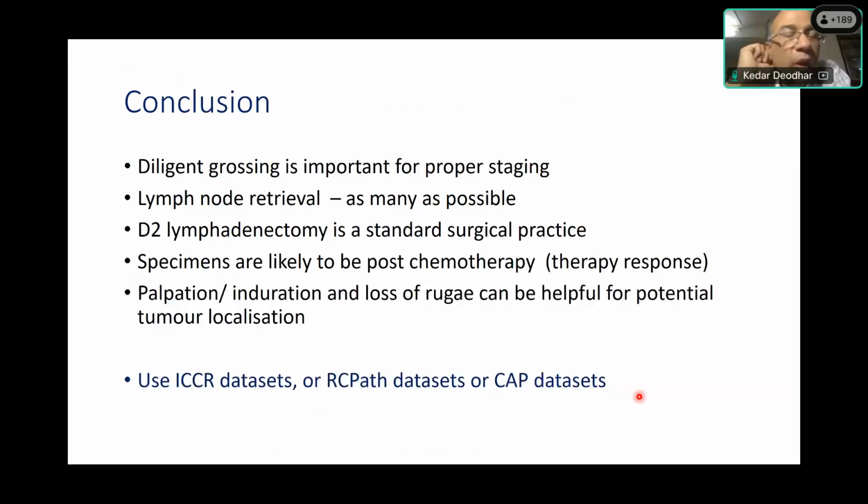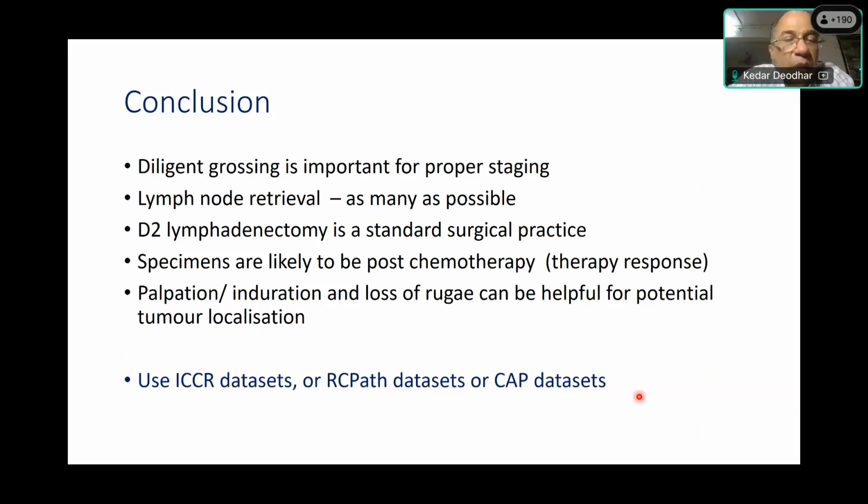To conclude regarding stomach grossing, diligent grossing is important. Probably this slide is common for all grossing: lymph node retrieval as many as possible. Some people might ask, do you use fat dissolving techniques such as xylene or chloroform? The practical answer is that careful palpation is the key. We can use fat dissolving techniques, but in a high volume center it is not feasible or practical.